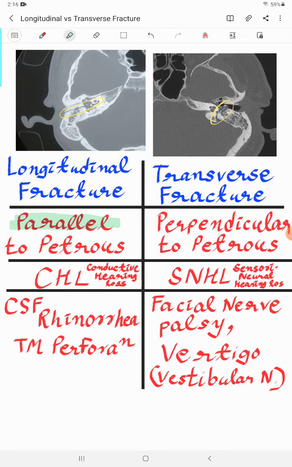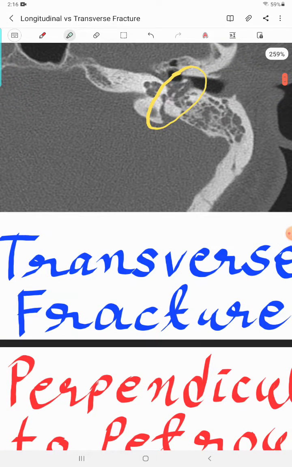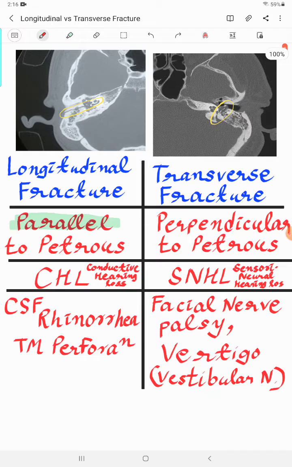The other less common type is transverse fracture of temporal bone, in which the fracture line passes perpendicular to the direction of petrous temporal bone. So here it is perpendicular. This is petrous temporal bone, so this is the direction of petrous temporal bone, and the fracture line is perpendicular to it. So the less common variety is transverse fracture, and in that the fracture line is perpendicular.